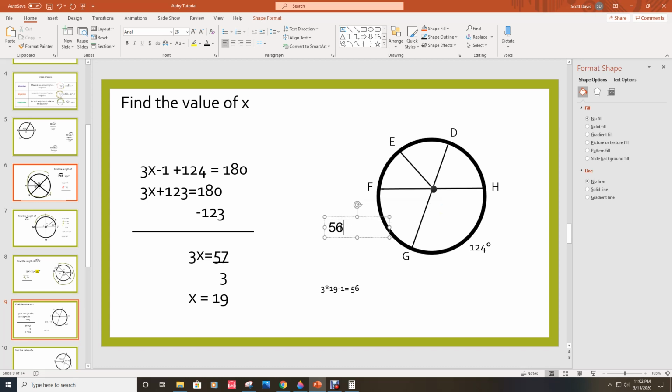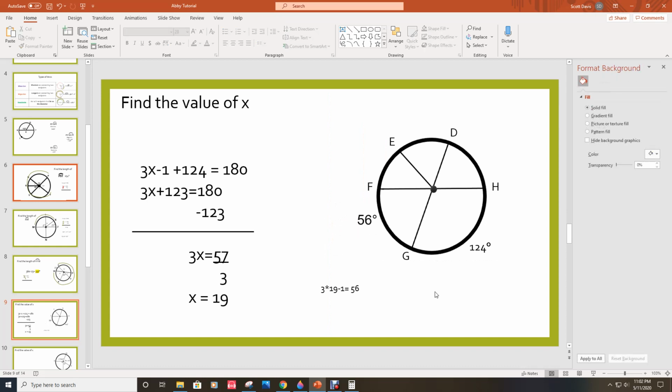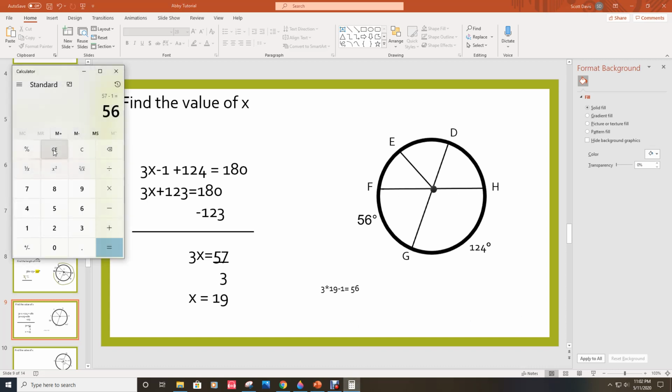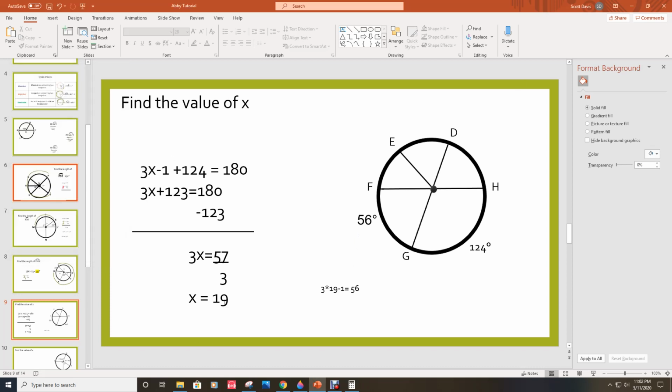So we know this is 56 degrees. 56 degrees, right there. Getting nice and close. 56 degrees, 124 degrees. It's completely divided in half, so we know it should equal 180. Let's check. So 124 plus 56 equals 180 degrees. We have found the value of x.